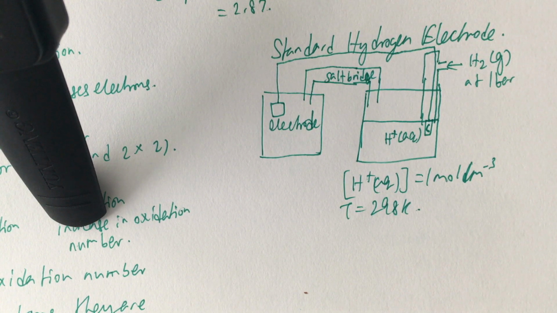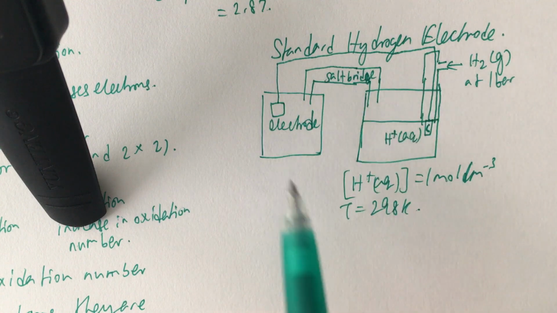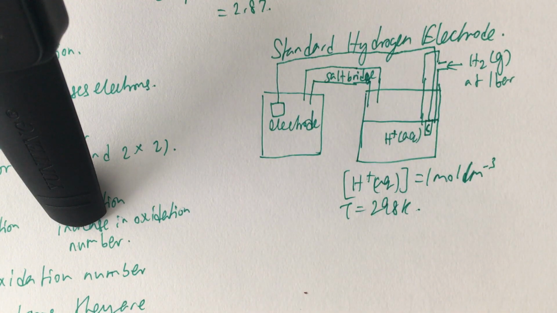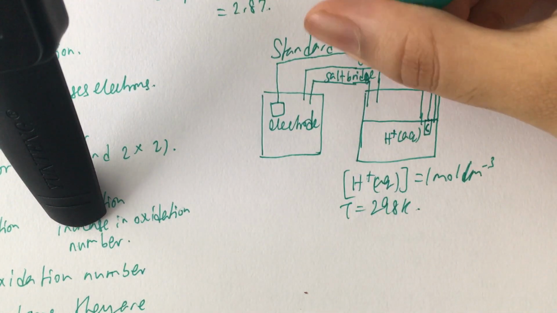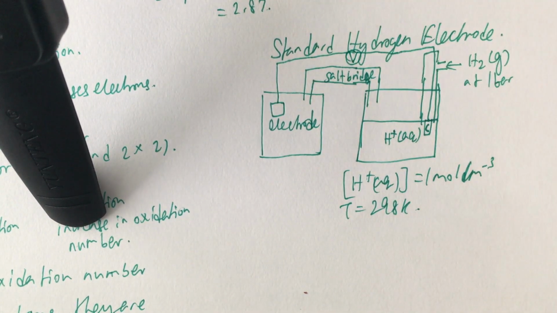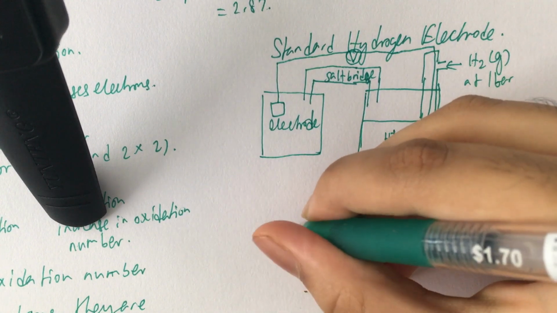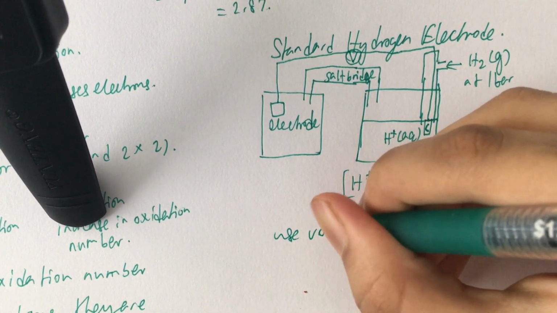So that's the idea of the standard hydrogen electrode, and you can compare the other electrodes with the hydrogen electrode in order to get their electrode potential. And that's why the cell potential is based on 2 different electrodes, which means you need both of them to create a cell.